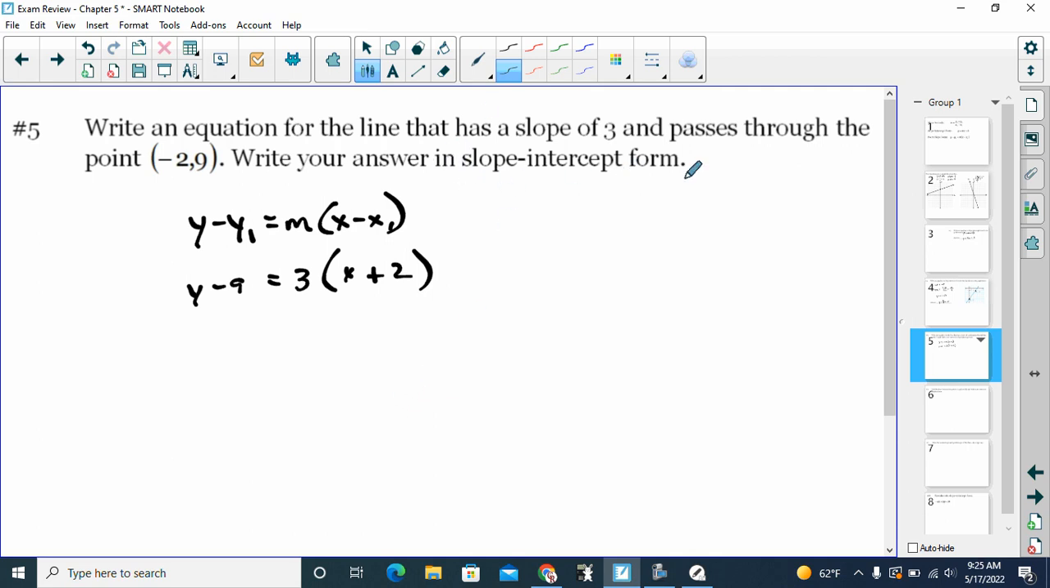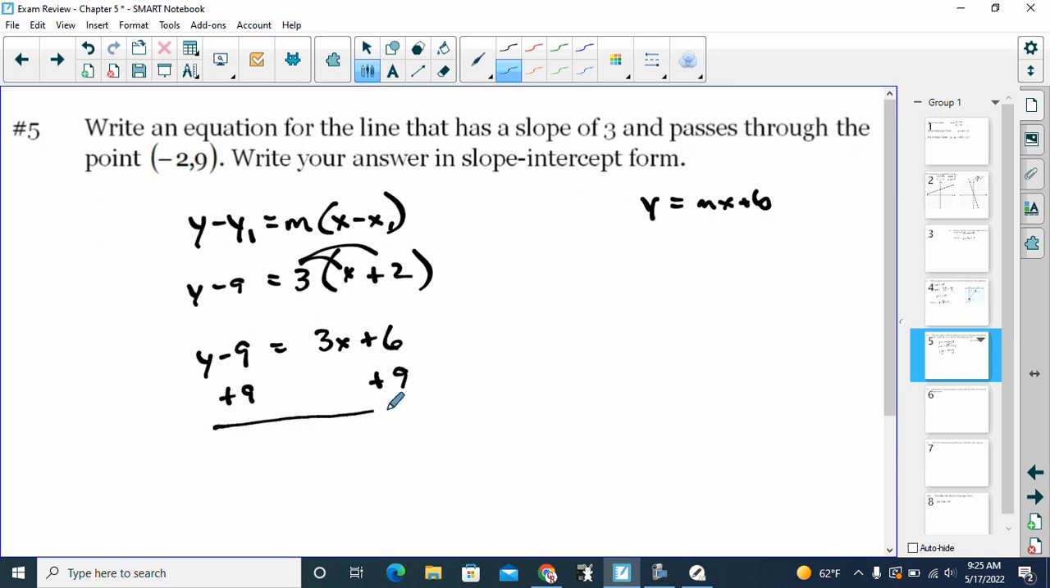Unfortunately, our answer is not in slope-intercept form. Remember, slope-intercept form is y equals something. y equals mx plus b. So I need to get y by itself. We're going to start by distributing this 3. So I've got 3 times x and 3 times 2. Positive times positive is +6. And then to get y by itself, I need to add 9 to both sides. And I get y equals 3x plus 15, which is the equation of our line.